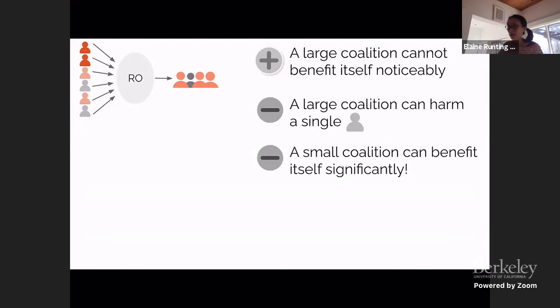The second drawback is that a small coalition can actually benefit itself significantly. At first sight, this is counterintuitive again, because I just said a large coalition cannot benefit itself noticeably, but now I'm saying it's harder to defend against a small coalition. Why is this the case? This again has to do with the notion being multiplicative. For the large coalition, its utility, even if it plays honestly, is already very close to 1. Whereas for a small coalition, let's say a single individual, my normal utility would be 1 over n. So even if I can increase just a tiny bit, let's say by 1 over n, I'm already doing twice as well.